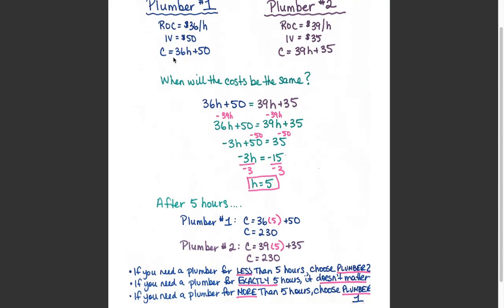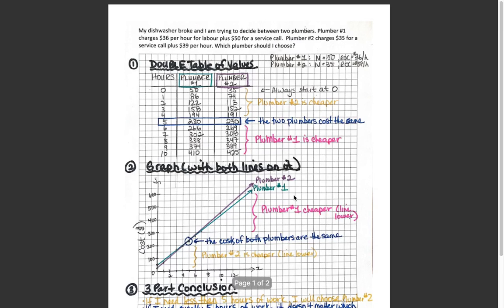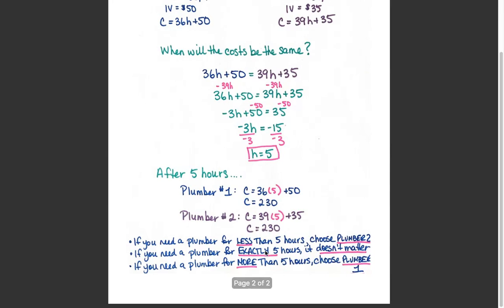So if I plug 5 hours in for plumber 1, I would have 36 times 5 hours plus the initial service call of $50. That works out to be a cost of $230. For plumber number 2, I'm going to have $39 an hour for 5 hours, so 39 times 5, plus the service call of $35, which also equals $230. So we can see that at 5 hours, sure enough, the costs are both $230, which again is what we saw here. 5 hours, $230. So it's all matching up, all 3 representations.